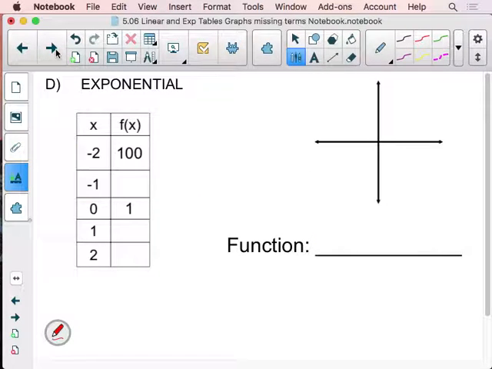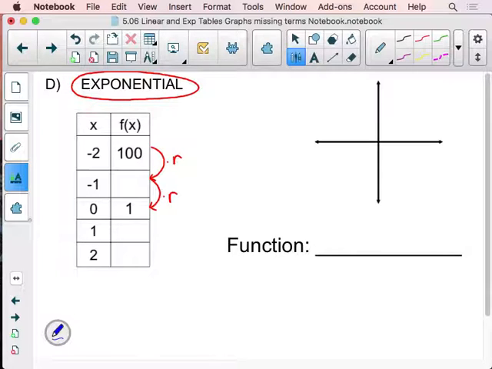Example D. Again, they tell me it's exponential, so I know I'm multiplying. Here's the trick, though. I multiply by some common ratio, which we don't know yet. I have to do that twice to get from 100 down to 1. This is a tricky problem. So not only am I going to have some unknown value in between here that I need to figure out.